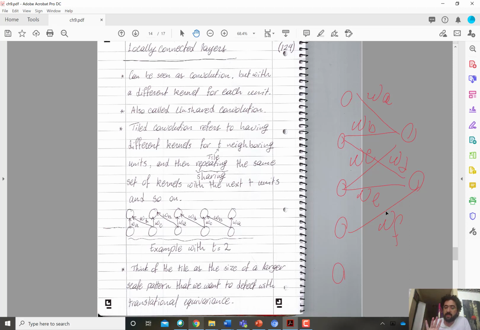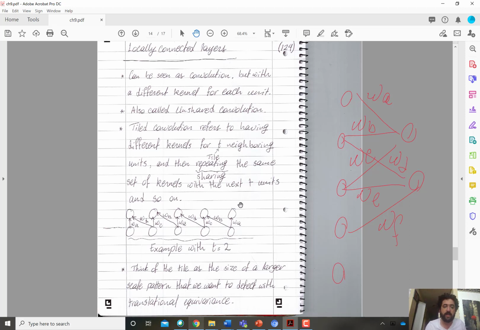Now, a balance in between locally connected layers and convolutional layers is what's called tiled convolution. Tiled convolution basically involves defining a tile, and you have the same pattern as a locally connected layer, with different parameters across the tile width, and then you repeat, or you share, parameters every tile as a convolutional layer would do.